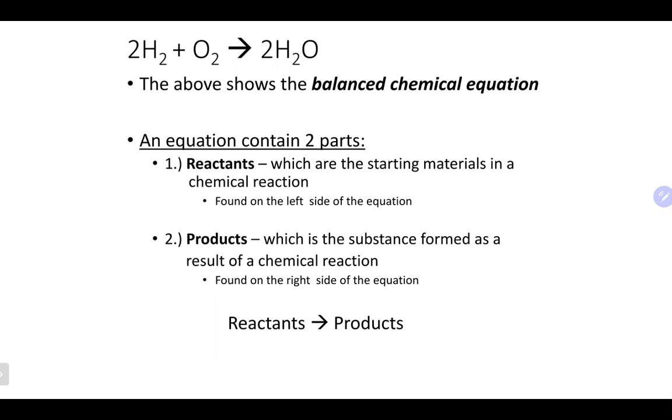First off, on the left-hand side of the arrow, that is what we refer to as the reactants. So the reactants are on the left-hand side of the arrow. They are the starting materials in a chemical reaction. They're basically what you toss together to get the reaction kicking off. On the right-hand side of the arrow, that is what is known as products. So the products are obviously the substances that are produced as a result of a chemical reaction.